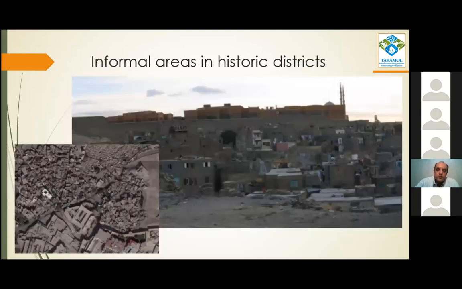But when we move to other areas like Al-Khattaba, Al-Al'am, this is a historic area, but the setting is considered informal. But if we dig inside, we find it's not informal, it is a historic setting. So what we have to ask ourselves is, what is the difference between historic districts and informal areas? It's not easy to answer this just by observing the satellite image.